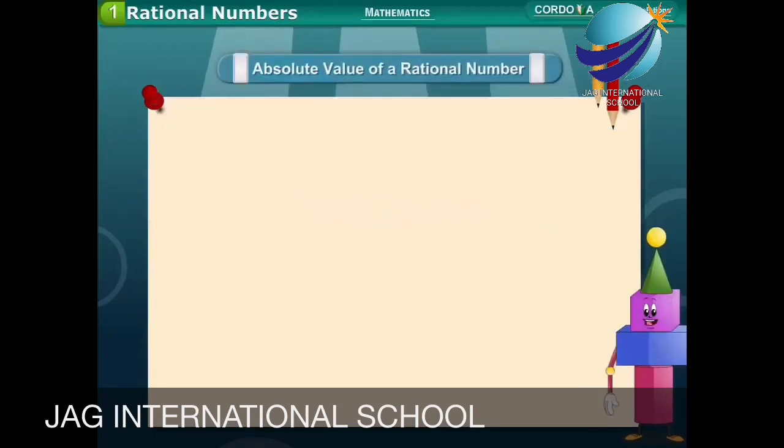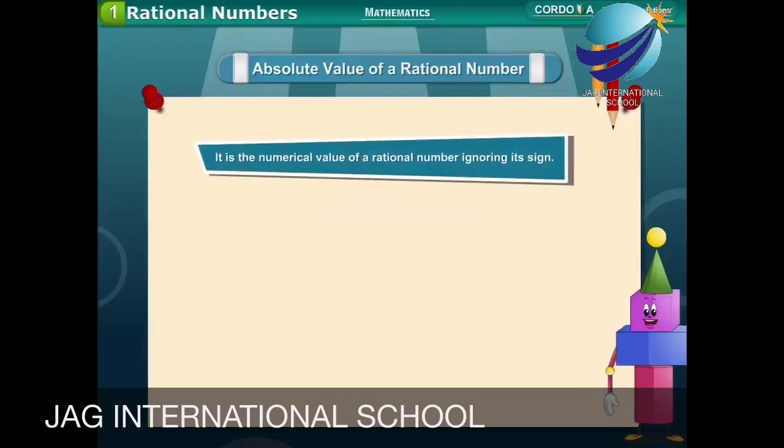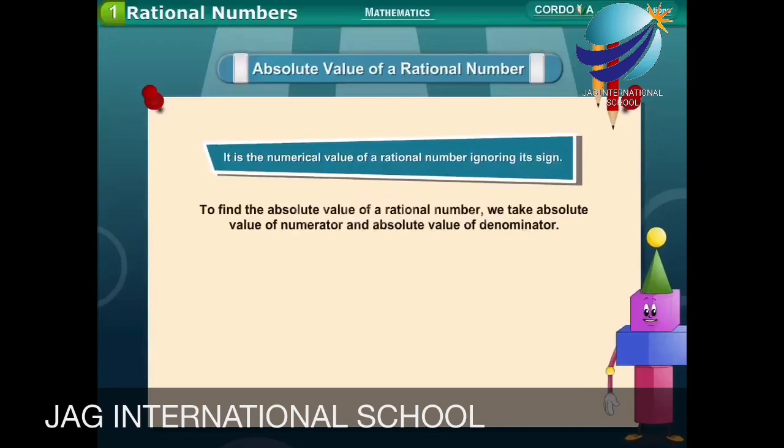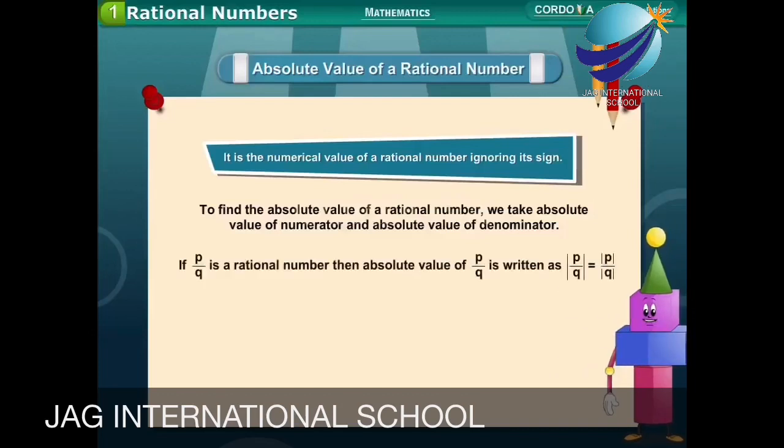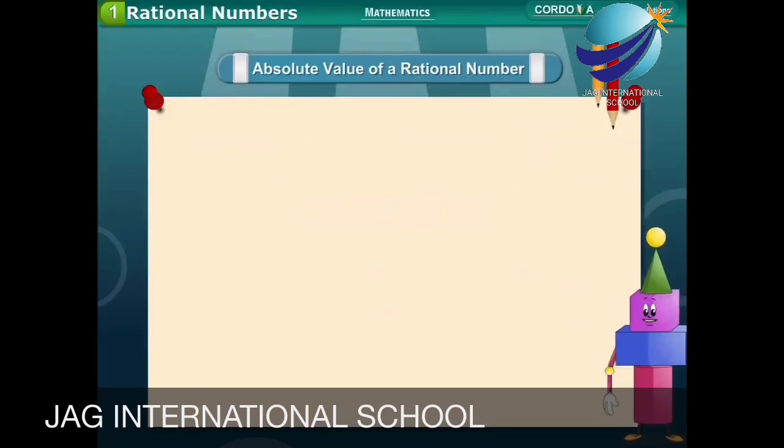Absolute value of a rational number. It is the numerical value of a rational number ignoring its sign. To find the absolute value of a rational number, we take the absolute value of the numerator and the absolute value of the denominator. If p upon q is a rational number, then the absolute value of p upon q is written as |p| upon |q|, which is equal to |p| upon |q|. It is either 0 or greater than 0.